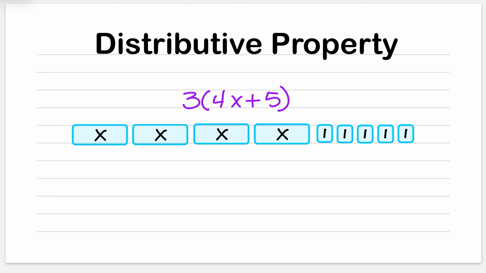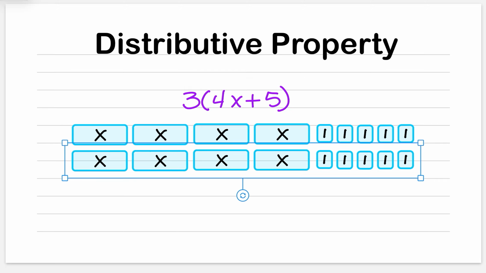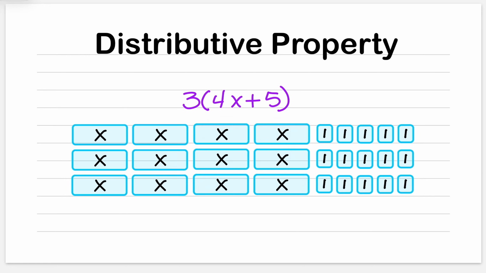What you can see represented here is what is inside the parentheses. We have 4x's and 5 ones. Then we are going to triple it because of the 3 that is in front. When we triple this, we'll be able to see the answer. This is double, so we'll do it again. We have triple, and that gives us our answer visually.